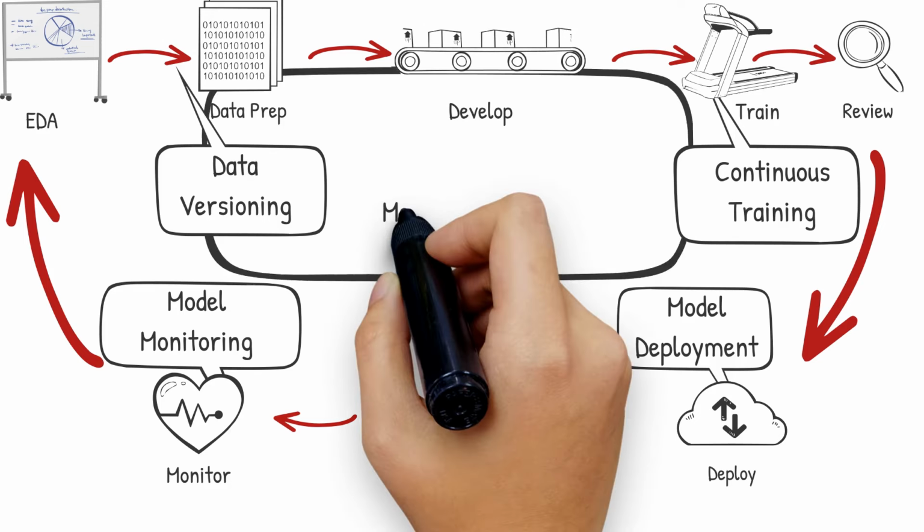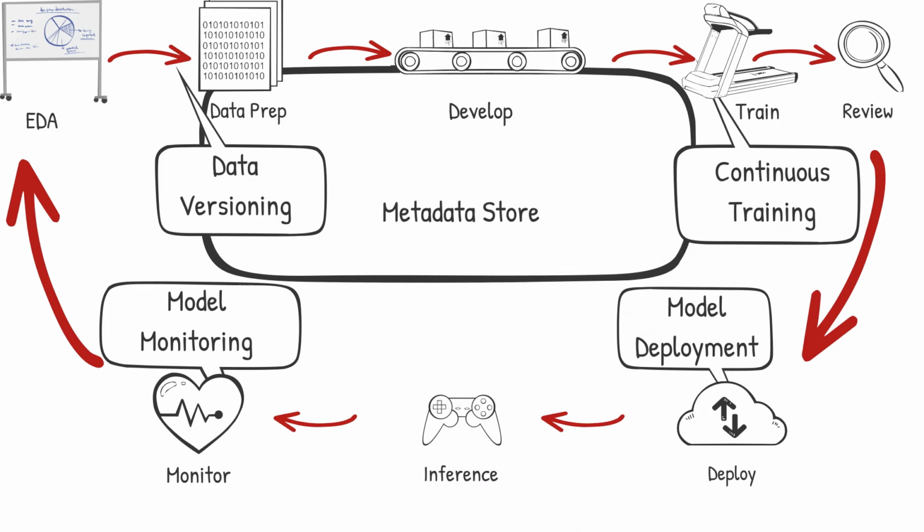Finally, there is a concept of metadata store or feature store in MLOps, where the features or parameters derived from the data are stored, so that these can be shared across teams for easy access and management. There is no such concept in DevOps.